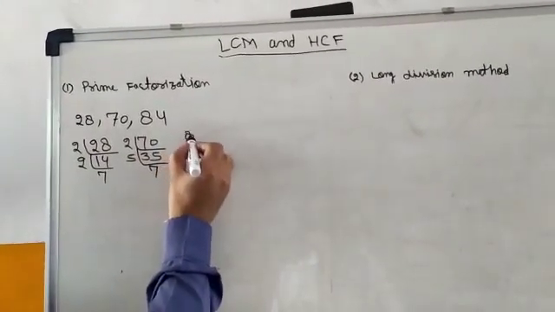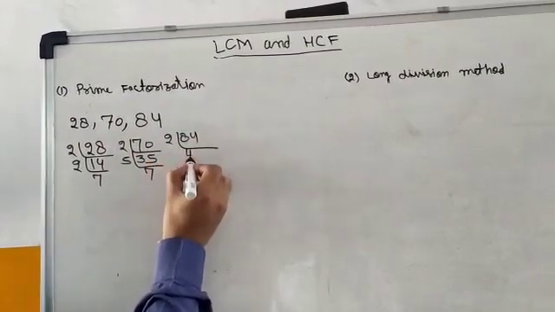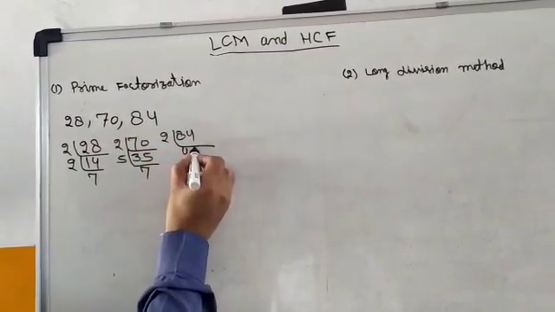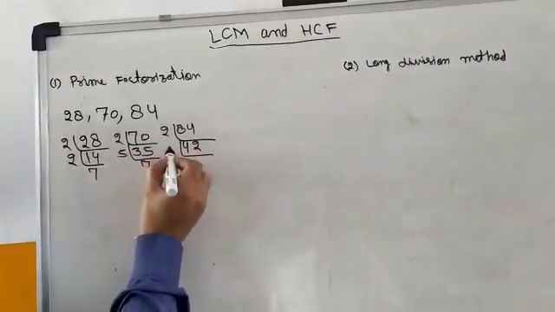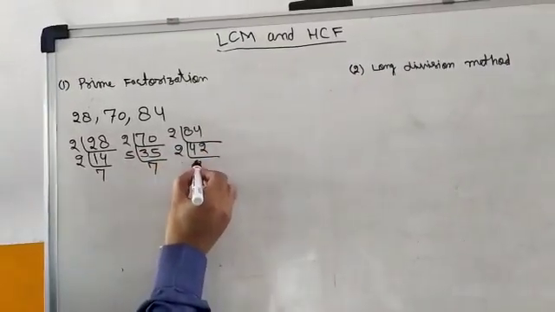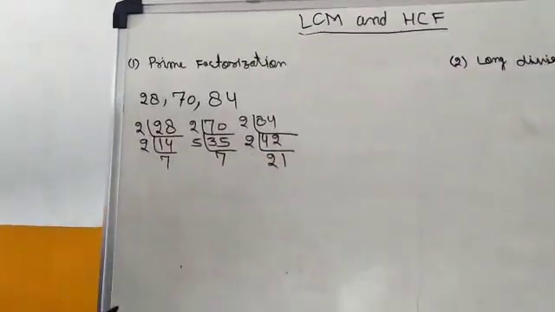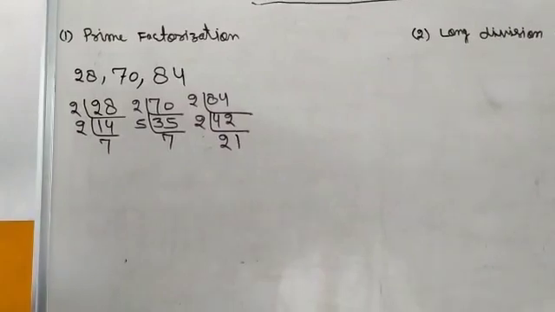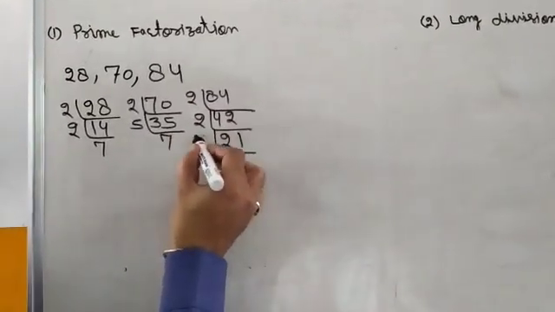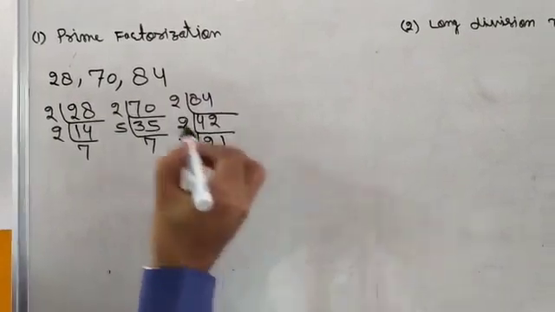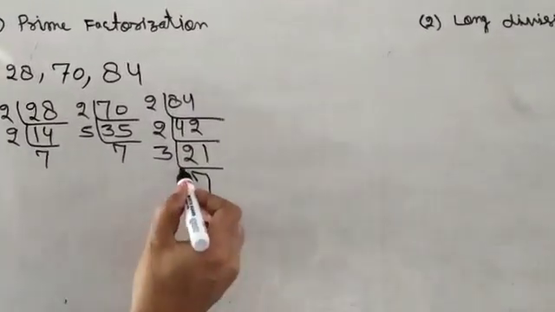Now we will do the factors of 84. 2 4s are 8, 2 2s are 4, again it is divisible by 2, so we will divide by 2, 2 1s are 2. Now 21 is not divisible by 2, so we will divide it by the next prime number, that is 3. 3 7s are 21. Now 7 is not divisible by 3, it is divisible only by 7.